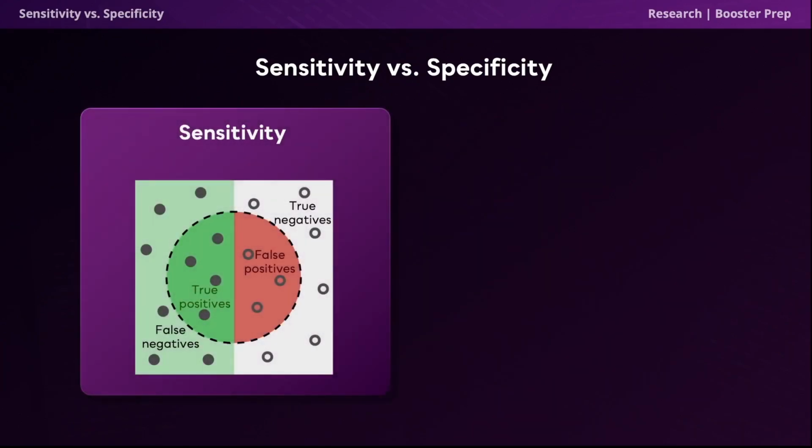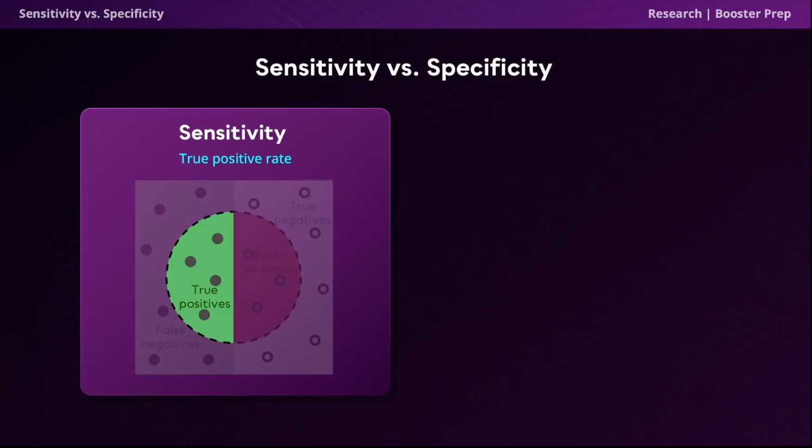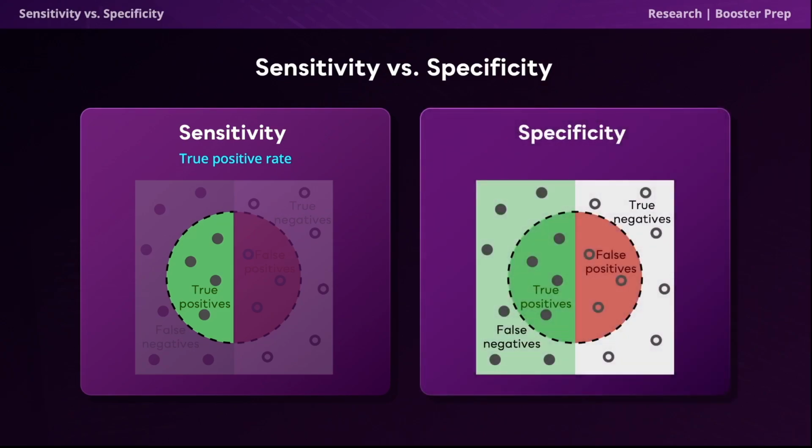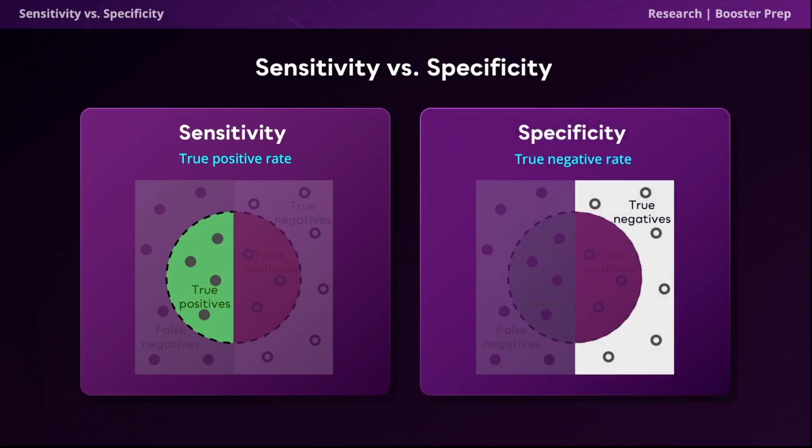The balance between these values can be described using sensitivity and specificity. Sensitivity is the true positive rate, or the probability of a positive test result given that the individual truly is positive. Specificity, on the other hand, is the true negative rate, or the probability of a negative test result given that the individual truly is negative.